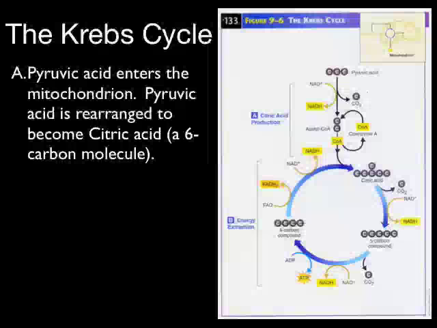Once pyruvic acid is created through glycolysis, it moves into the mitochondrion. Pyruvic acid is then rearranged to become a different kind of acid called citric acid, which is a 6-carbon molecule.